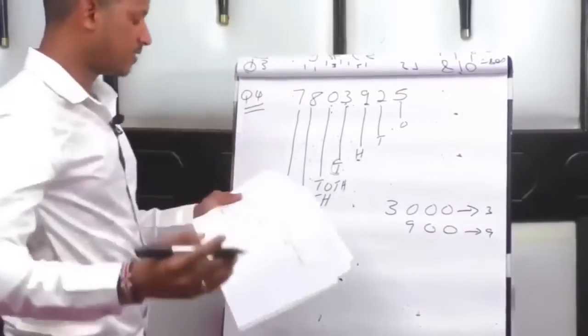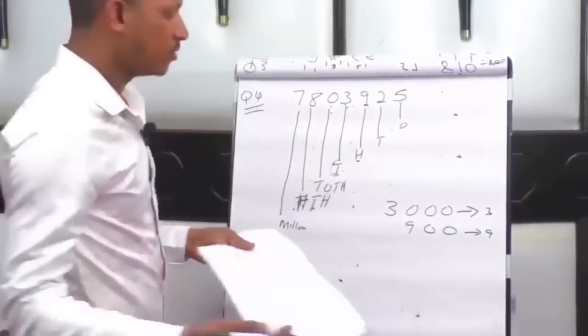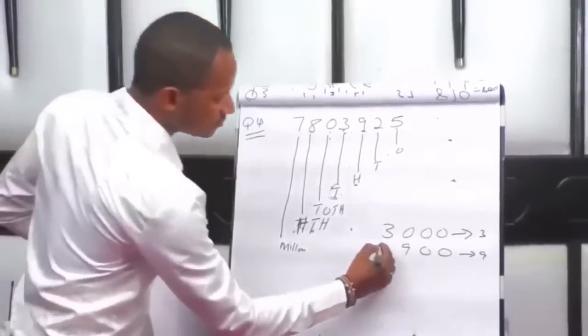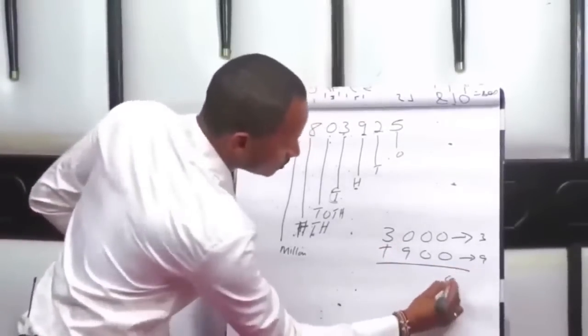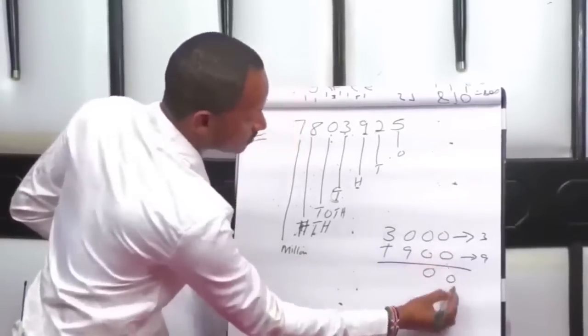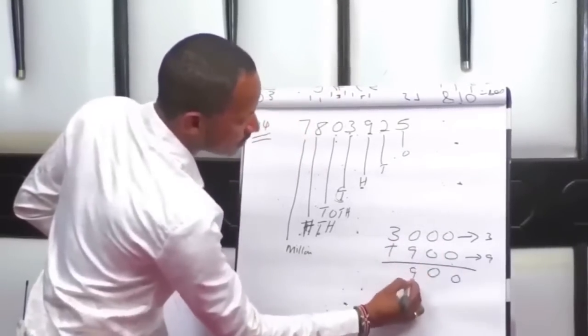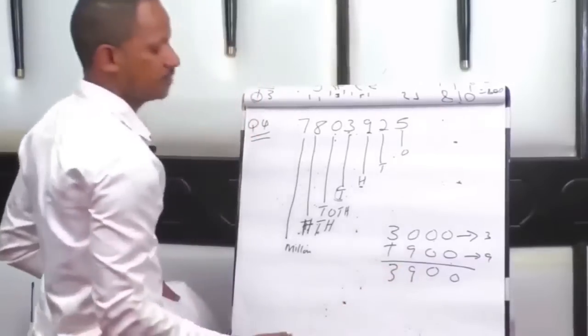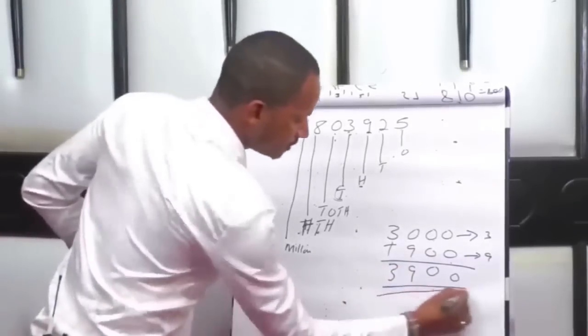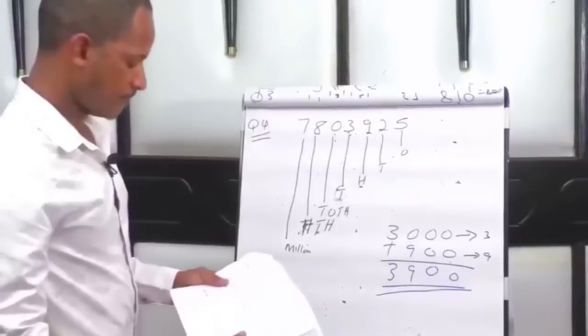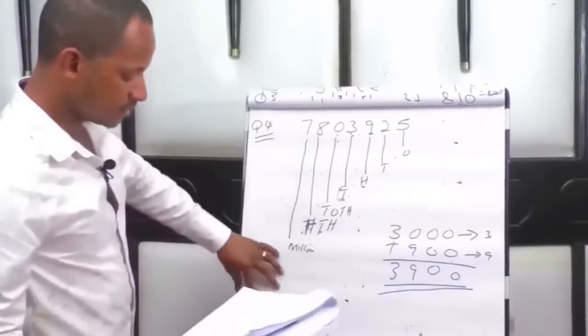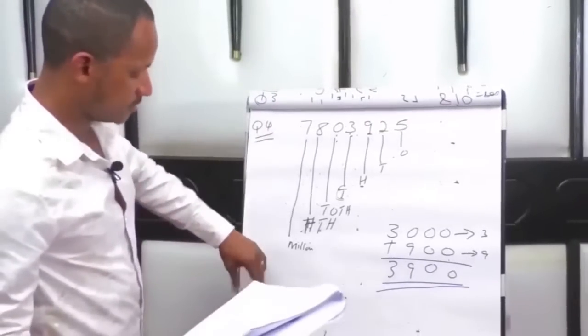Then the question is asking, what is the sum of the total of this and this? Sum of the total, you simply add them. So this is 0, 0, 0 plus 0 is 0, 0 plus 9 is 9, then 3. So this is our answer, 3,900. Then we go to question 5.